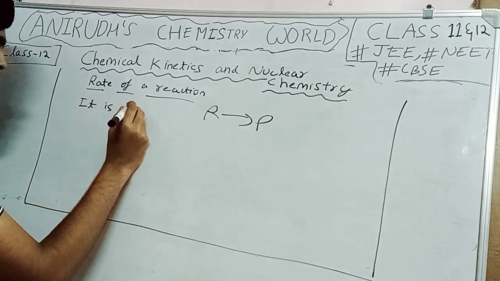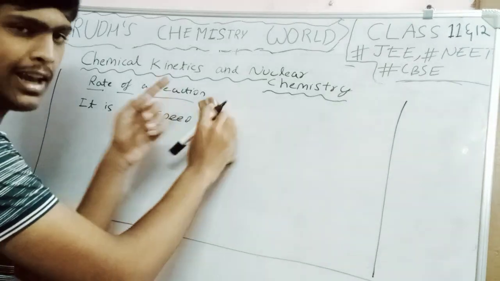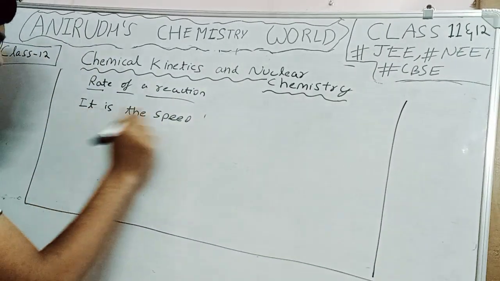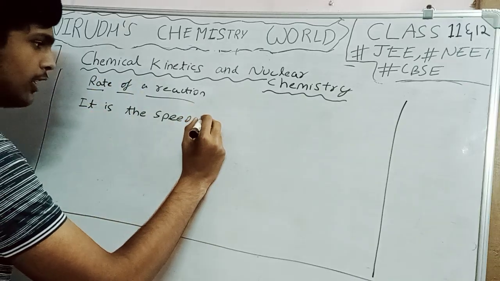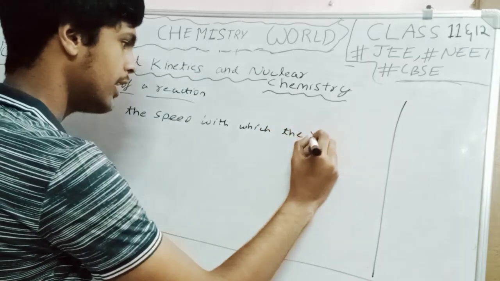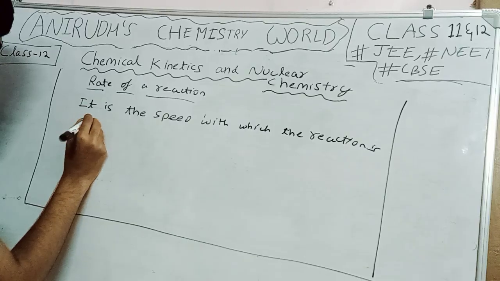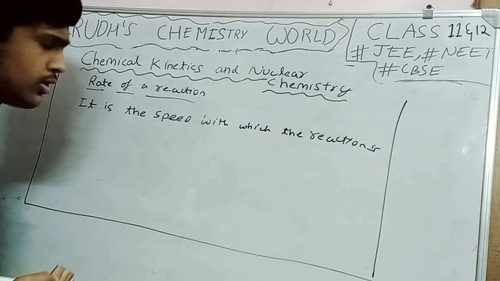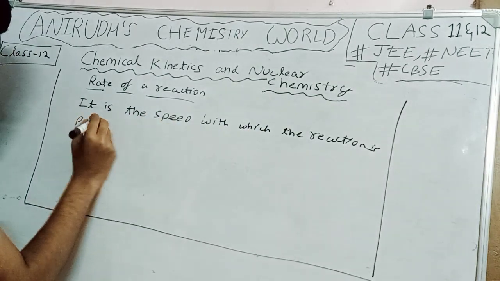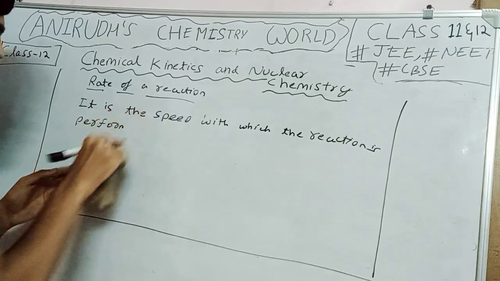It is the speed. It's a rough draft; I'll write it again somewhere with a proper explanation. Let us first define the rate of reaction. It is the speed with which the reaction is processed. Instead of processed, we can use a proper word: it is the speed with which the reaction is performed. That is a better word.